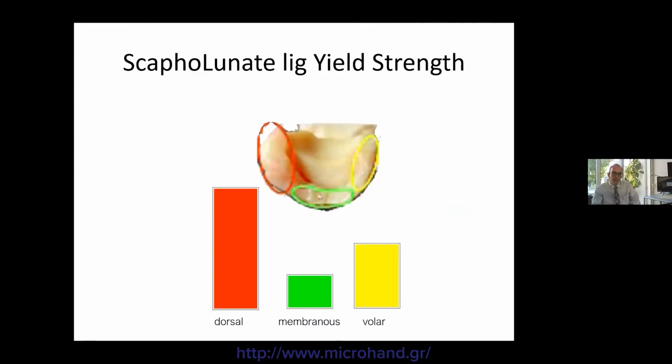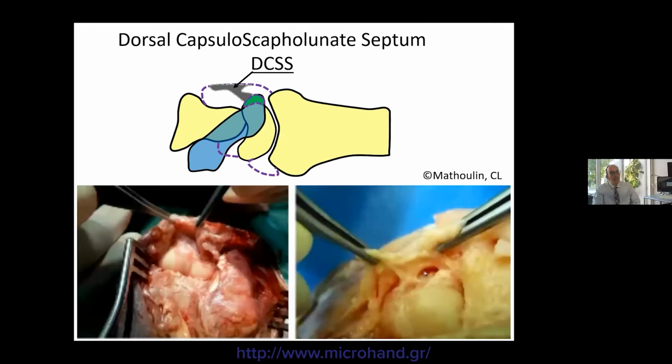The scapholunate ligament is well studied. It has a dorsal part that's quite strong, a very weak membranous part, and a volar part whose role is not quite understood, or is underestimated. Also, there's this anatomic septum that exists between the scapholunate ligament and the dorsal capsule, described by Mathoulin, but we're not quite sure what its role is.